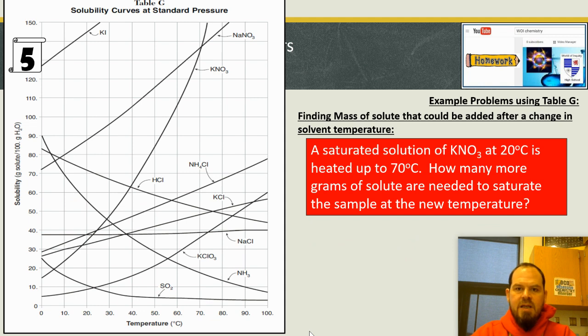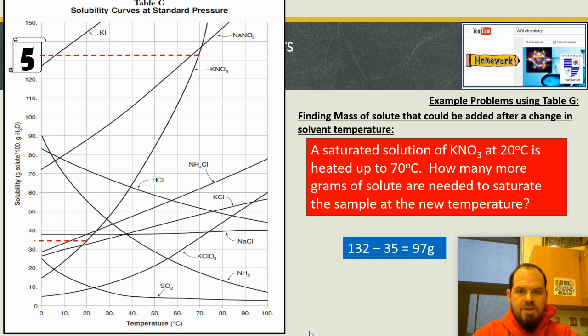Okay, KNO3 at 20 is heated up to 70. Well, that's a big jump in temperature. We should have a big jump of how much we can get to dissolve. So at 20 degrees, I can get 36, maybe 37 grams to dissolve. At 70, I can get a lot more. Oh, and it's hidden behind the 5. Sorry about that. I picked 132 minus 35. Ooh, and I even said like 36. So there's a little variation, right? 97 grams is the difference. So that was a whole bunch of different ways we could do 2 points, subtract.